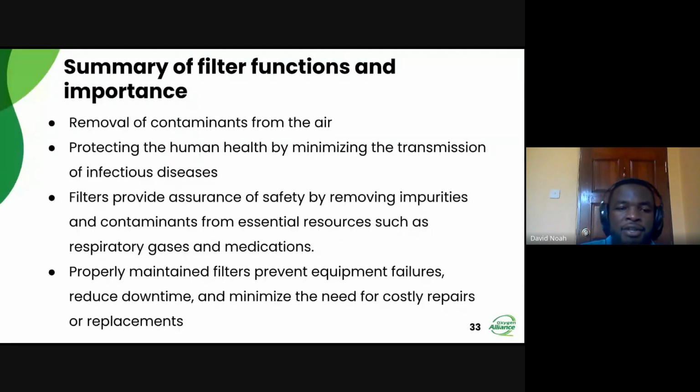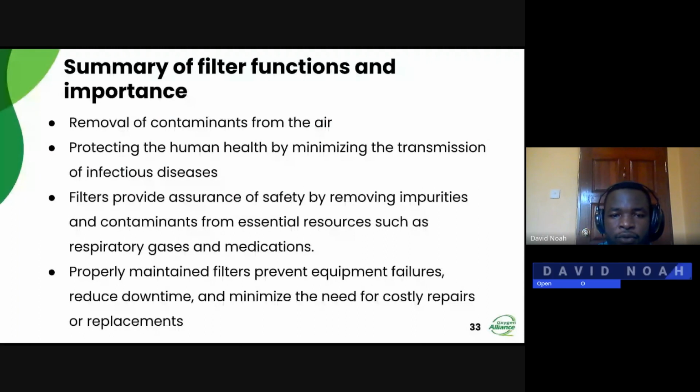And finally, regular maintenance of these filters is essential for preventing equipment failures and minimizing downtime. By keeping filters clean and functional, equipment operates efficiently, reducing the risk of malfunctions and breakdowns. This proactive approach in filter maintenance also minimizes the need for costly repairs or replacements, leading to cost savings and ensuring uninterrupted operation of essential equipment.